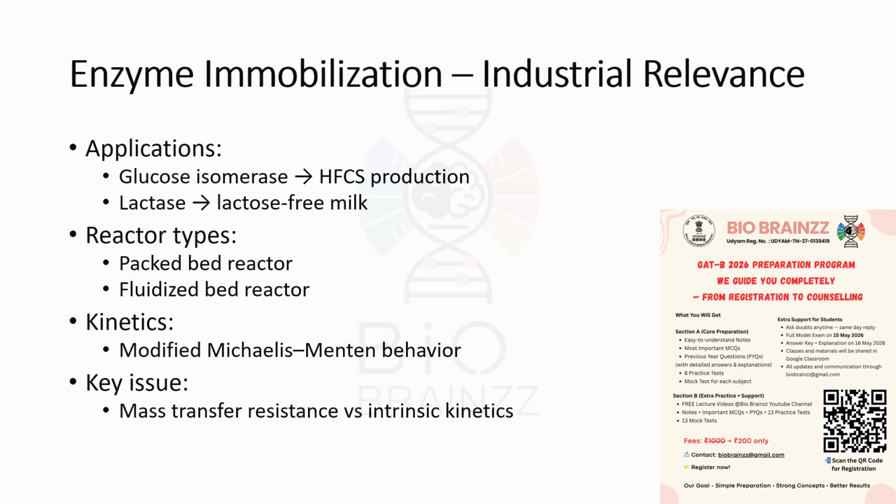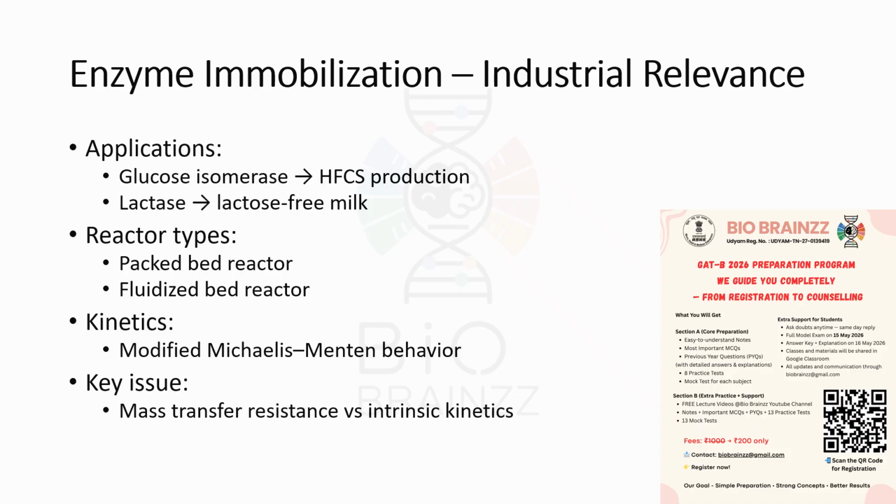For example, glucose isomerase is immobilized for the production of high fructose corn syrup, and lactase is used in immobilized form for producing lactose-free milk. These applications demonstrate the economic and functional advantages of immobilized enzyme systems.